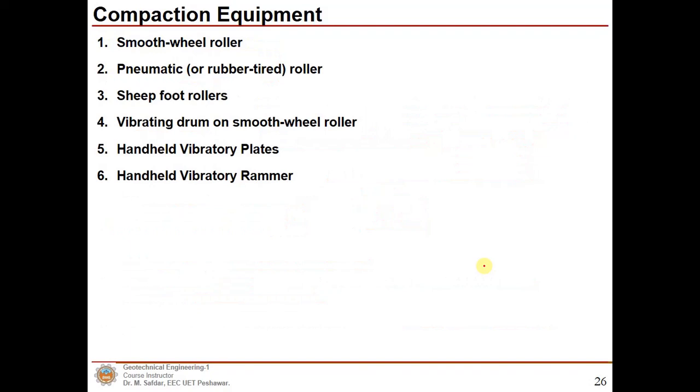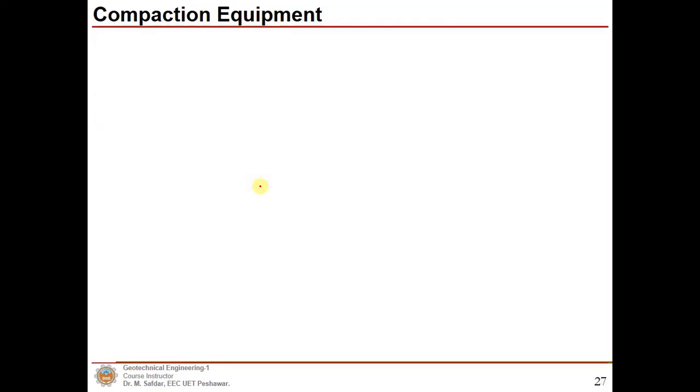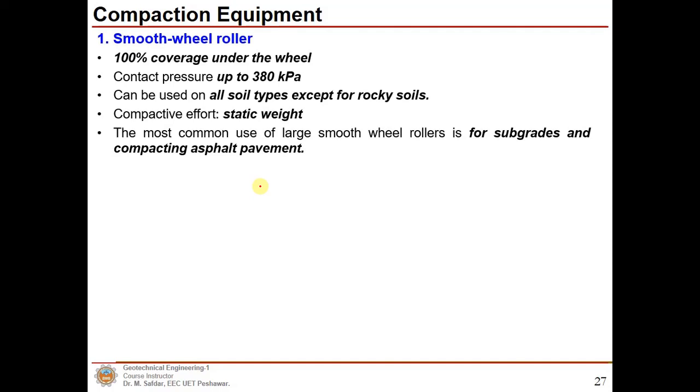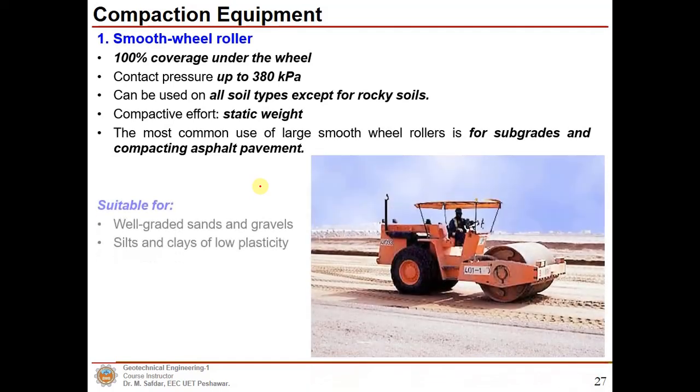Now what are the different types of rollers which are used? Smooth wheel rollers and pneumatic or rubber tire rollers are used in the field to compact the soils. Sheep foot rollers, vibrating drum on smooth wheel rollers, handheld vibratory plates, and handheld vibratory rammers are also used in the field to compact the soil. So starting with the smooth wheel roller.